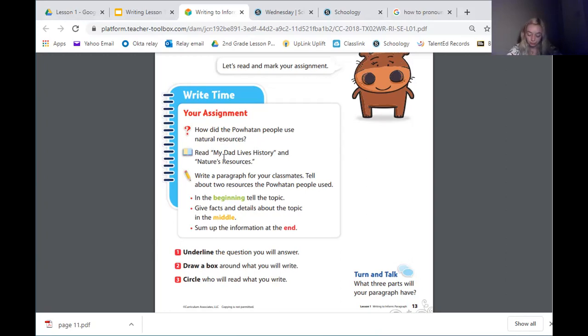And my final question for you is, who will read your paragraph? If you think back to what we just did, we circled who was going to read our paragraph. So go ahead and whisper to your screen. Did you say your classmates and your teacher? Yes, that's right. Our classmates and our teachers are going to read what we wrote.